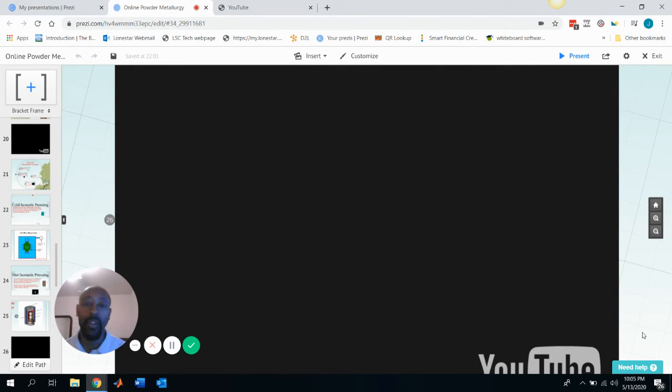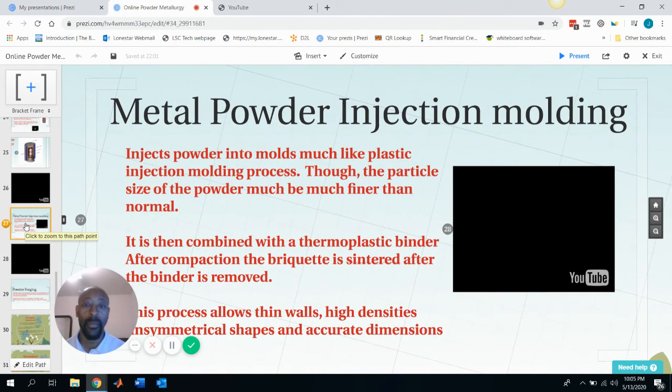Okay, so that video was a little in-depth about the hot isostatic pressing process. So another type of compaction process is called metal powder injection molding. And this process is actually very similar to the die casting process that we've seen already when we talked about casting. It's also very similar to the injection molding process that we've seen before as well.